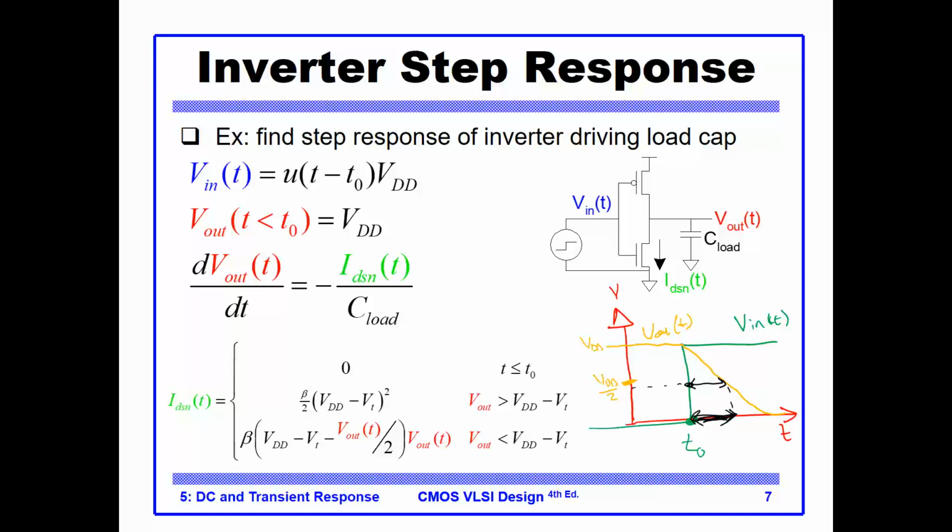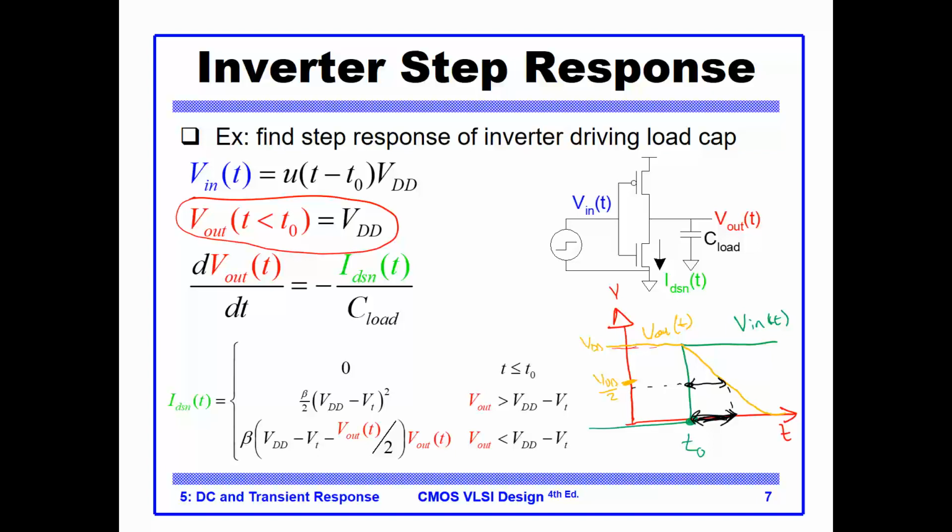Okay. Now, how can I do this? Well, I know that the V out for t less than 0. Okay, so let's choose another color here. So the V out for t less than T0 is VDD. I'm showing it right here. So this is the V out here, before zero, VDD.